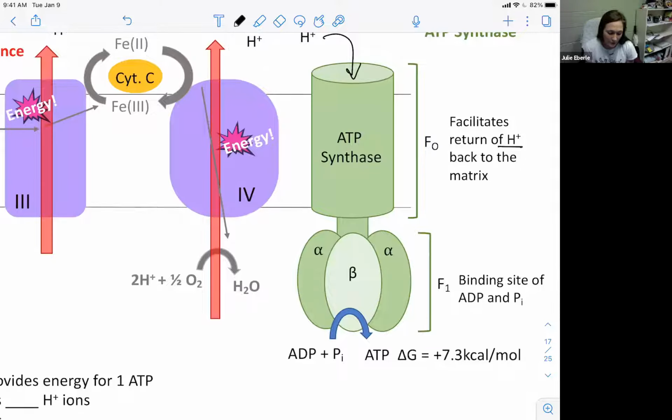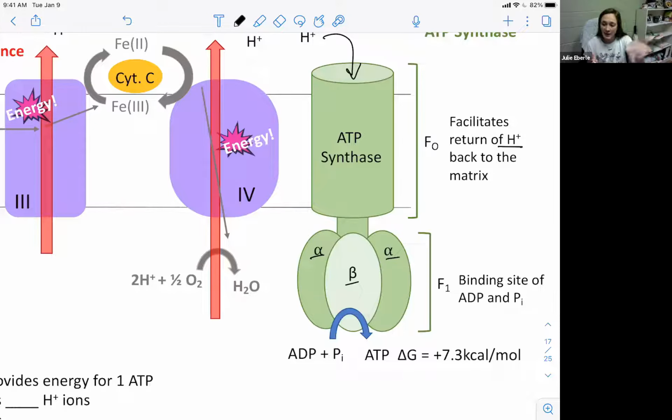Okay, now we have two different subunits, so that's why you see the little alpha and beta here. There's actually 6 subunits here. Don't write this down. You only see 3, but there's actually 6 of these oval looking subunits on the bottom of the F1 subunit. And all the beta subunits are where the ADP and the phosphate group bind so that they can come together and make ATP.